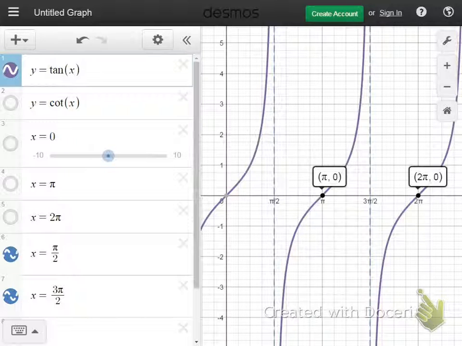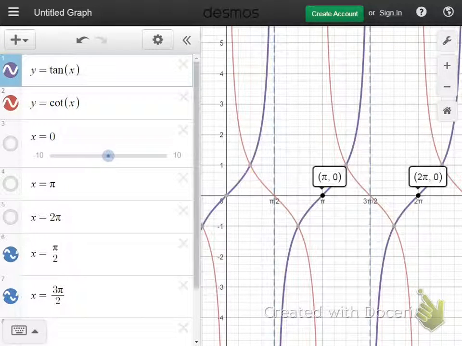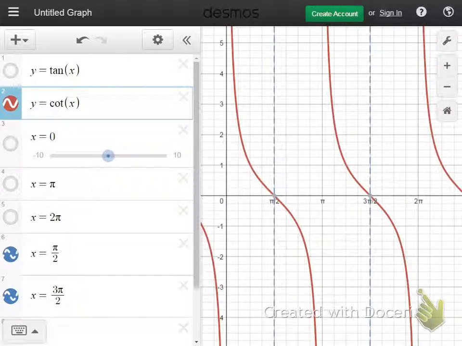So now let's look at cotangent. If I flip over to cotangent, you'll notice the red graph here is going downhill both times. So let's have tangent go away so it's a little less busy. I'll hide the asymptotes. Let's look at these actually for a second.